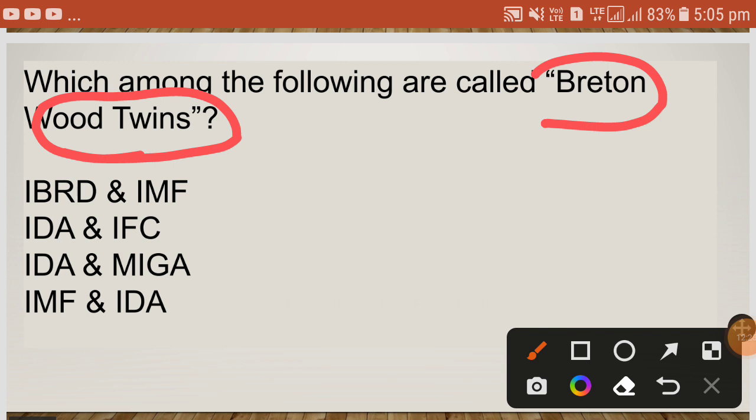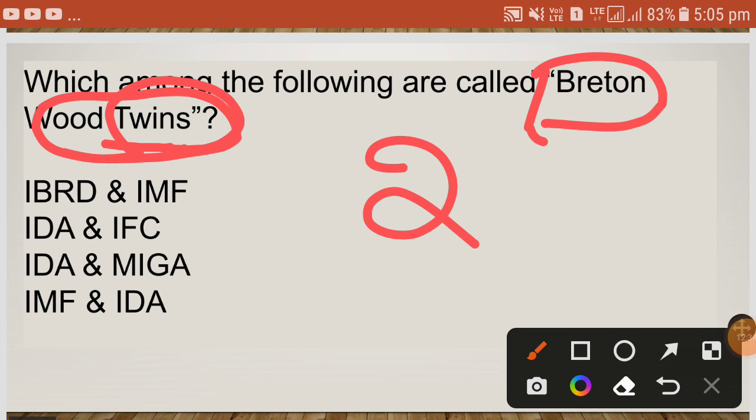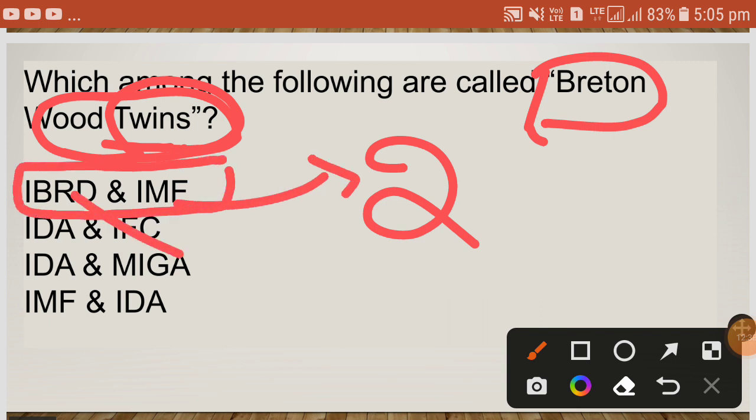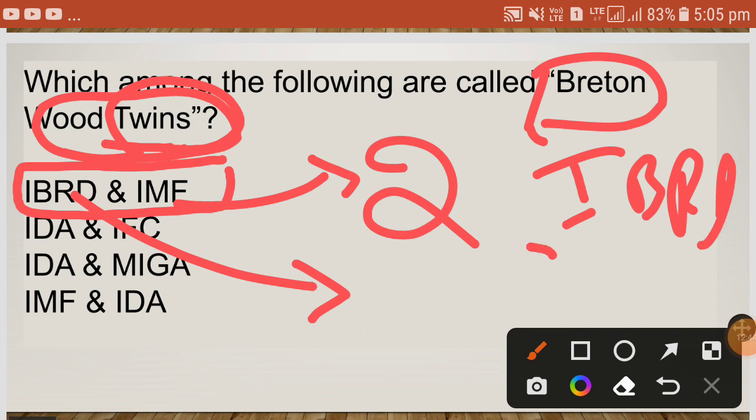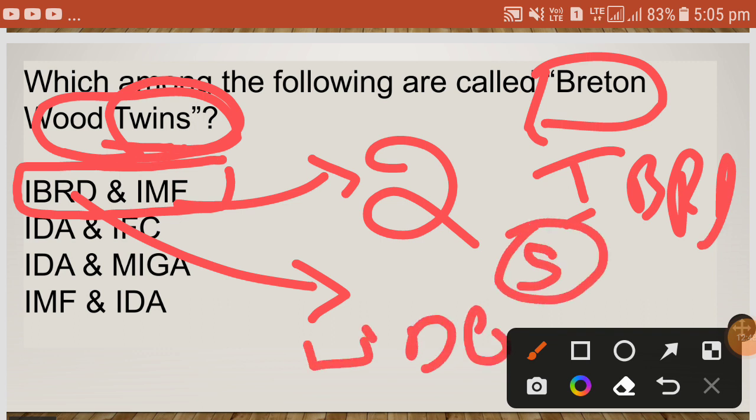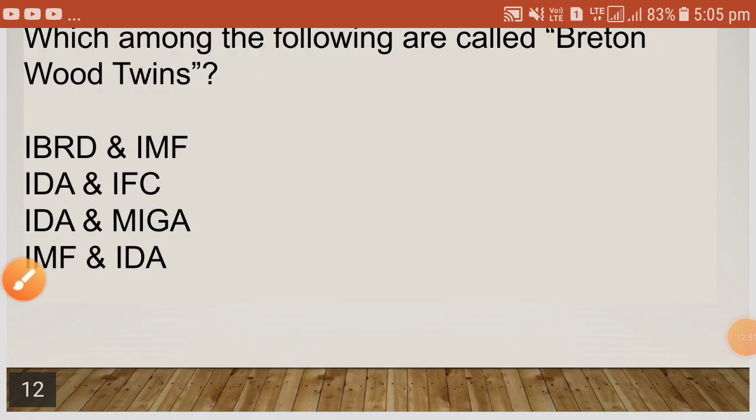Okay, so now the question is, which are the Bretton Woods twins? By looking at the question itself, twins are present, that means two organizations, and they are the IMF and IBRD. IMF I explained, and IBRD is one of the organizations of the World Bank. Previously it was just IBRD, then all five were merged and nomenclatured as the World Bank Group. Okay, I guess these are the important questions of today's session.